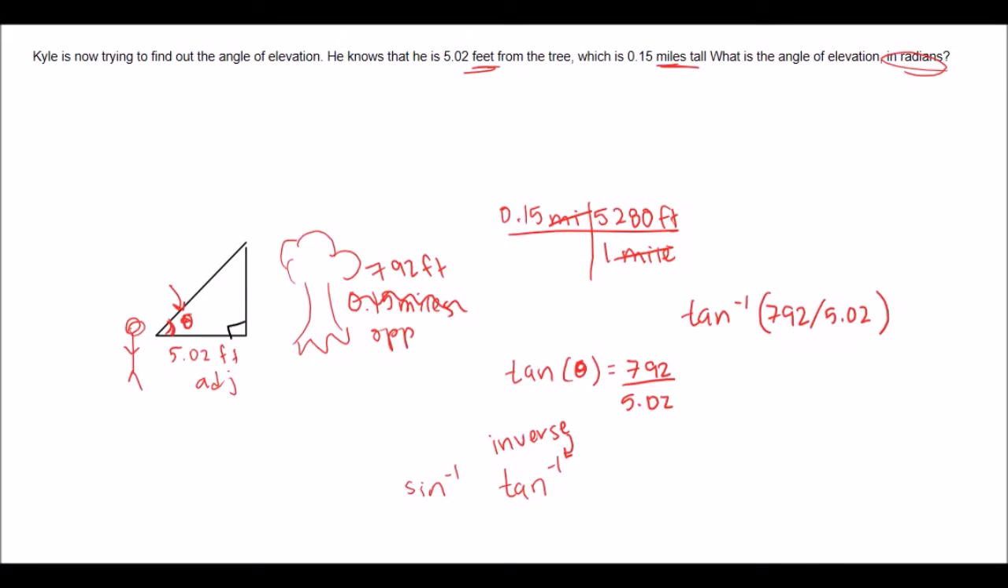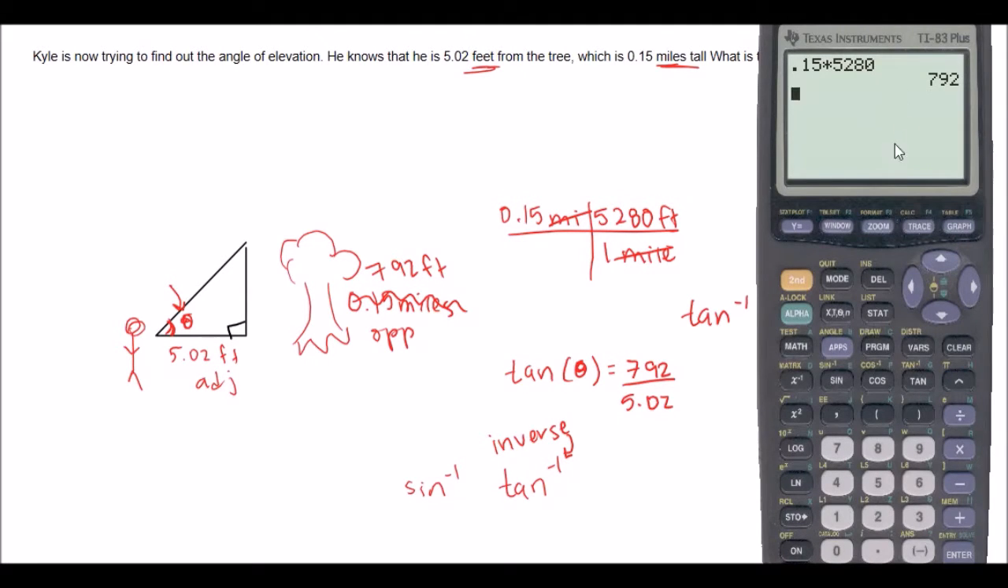So on my calculator again, I'm going to do second tangent, the inverse of tangent, and if you notice, all of the inverse functions are above the original function. You just have to hit second and then the function you want the inverse of. So in this case, we wanted the inverse of tangent, and this is different than the reciprocal functions, so tangent -1 is not equal to cotangent. There is an important distinction there.